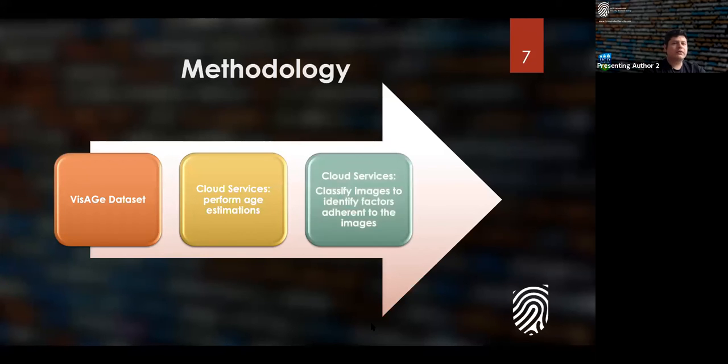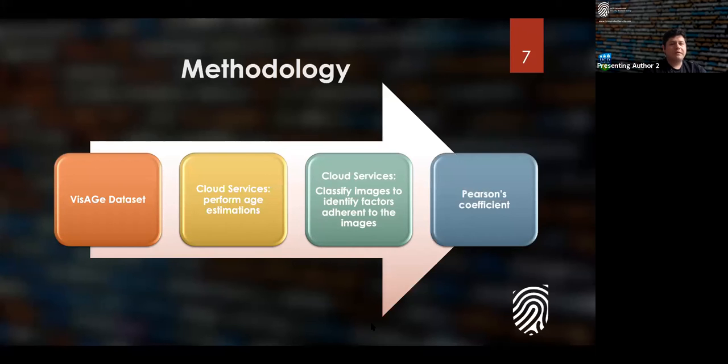The ground truth age and the estimated age obtained from both cloud services can then be evaluated against the attributes identified by these services for each image. With the use of the Pearson coefficient, we are able to identify linear correlations between the accuracy of the estimated age and the attributes that were classified for each image. Therefore, we were able to identify some influencing factors of the accuracy of underage estimation.